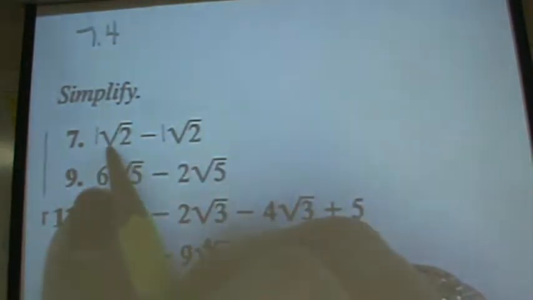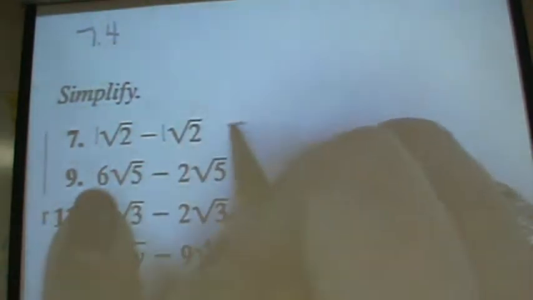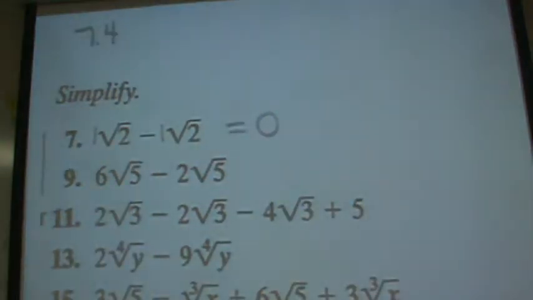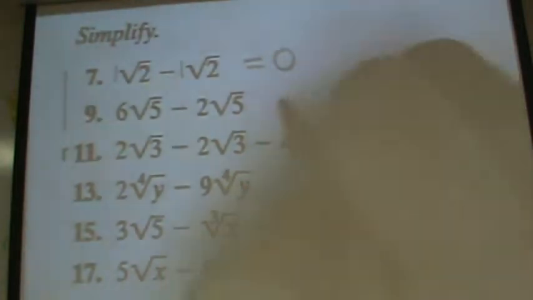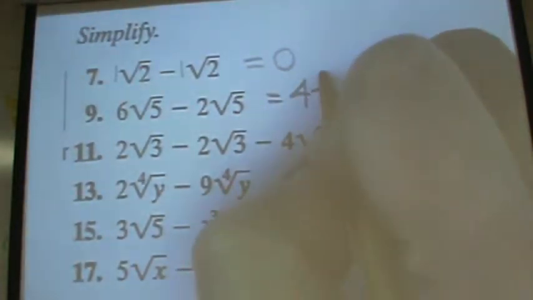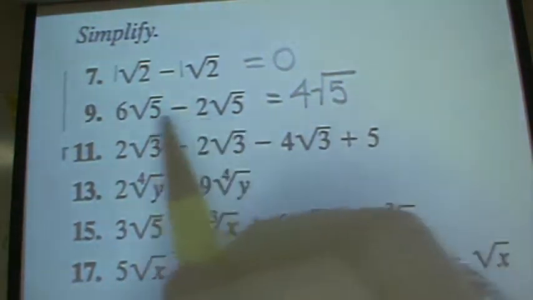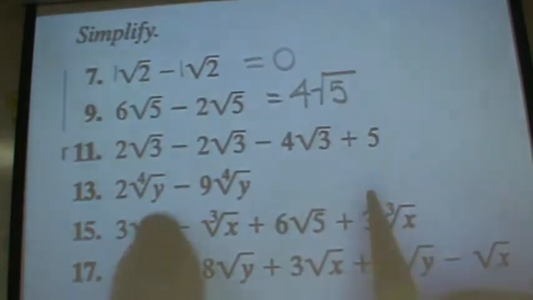Well, what is 1 root 2 minus 1 root 2? 0. Next one. 6 root 5 minus 2 root 5 is 4 root 5. Just going to combine these two.